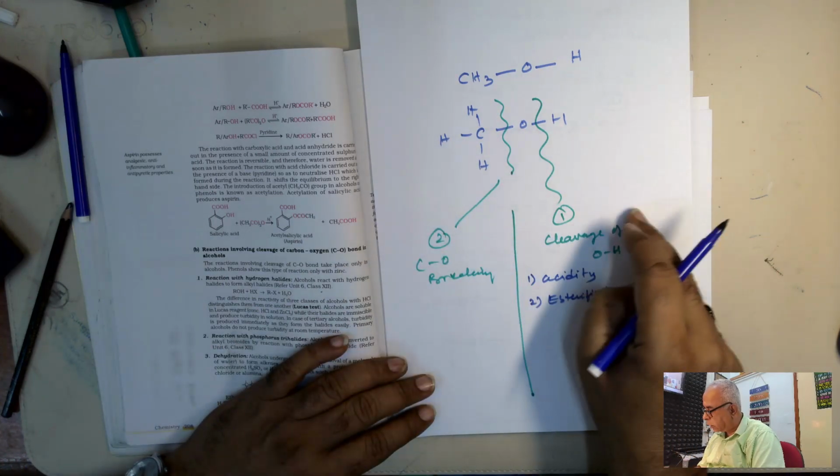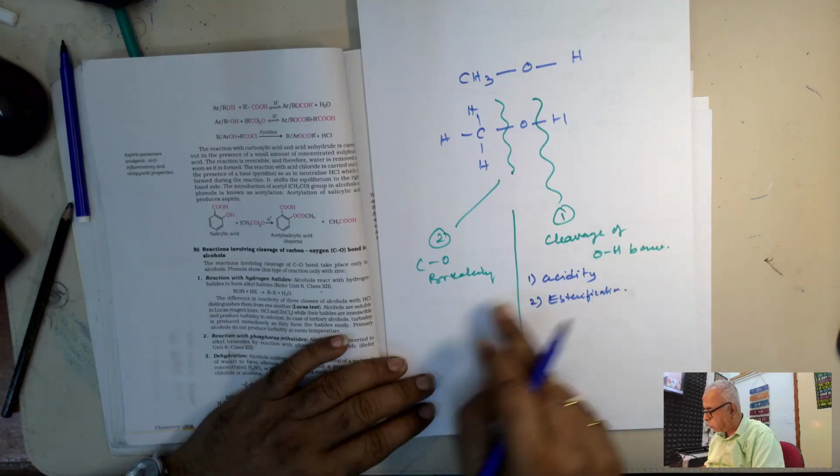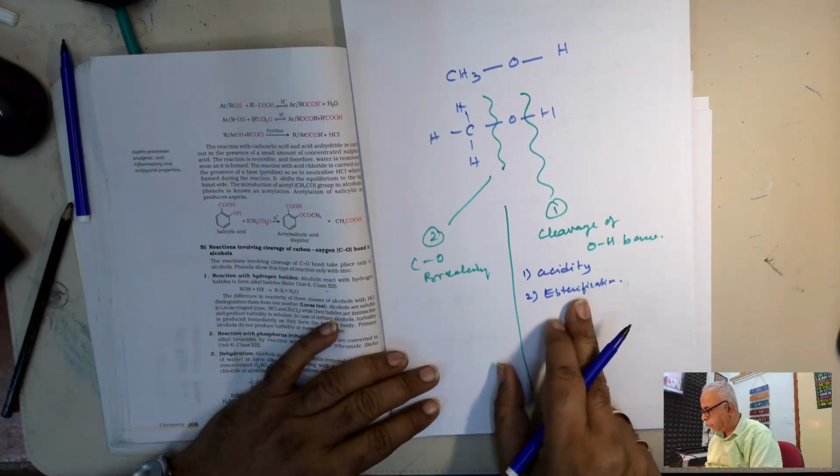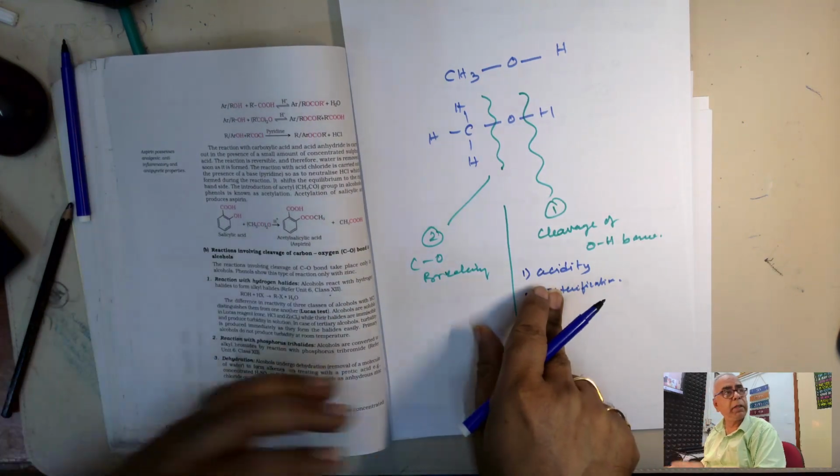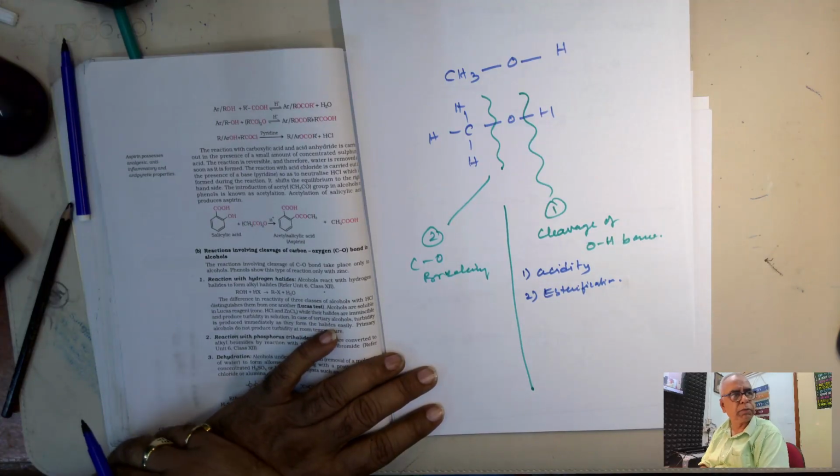So on the right side, you've got the cleavage of OH bond. How many houses? Only two houses. Acidity and esterification. But in each house, they may have different rooms. You need not worry about it first.